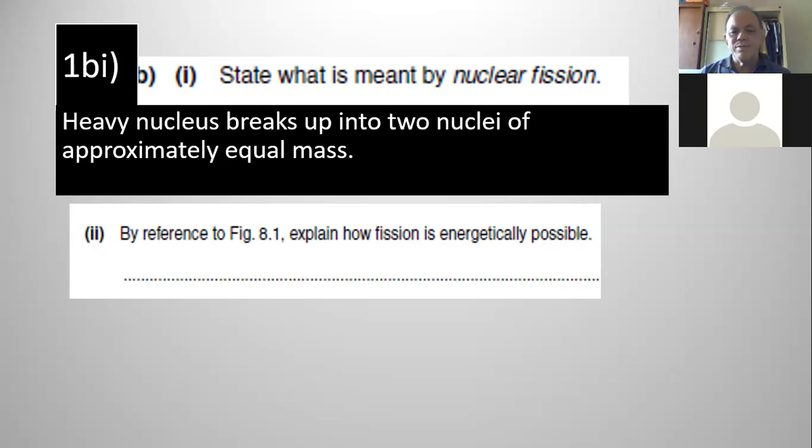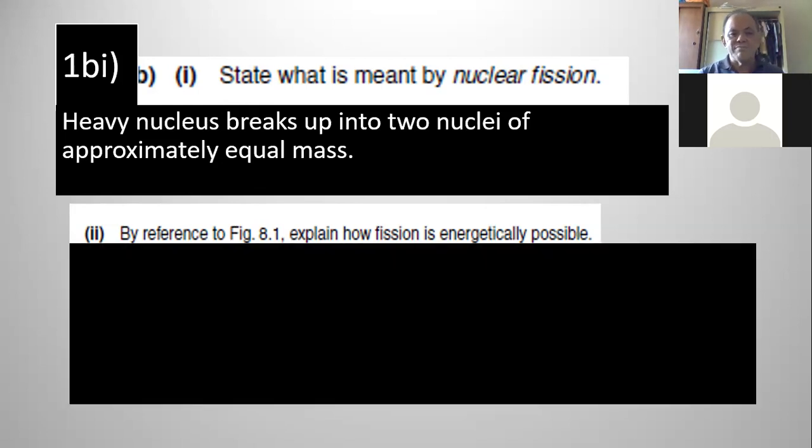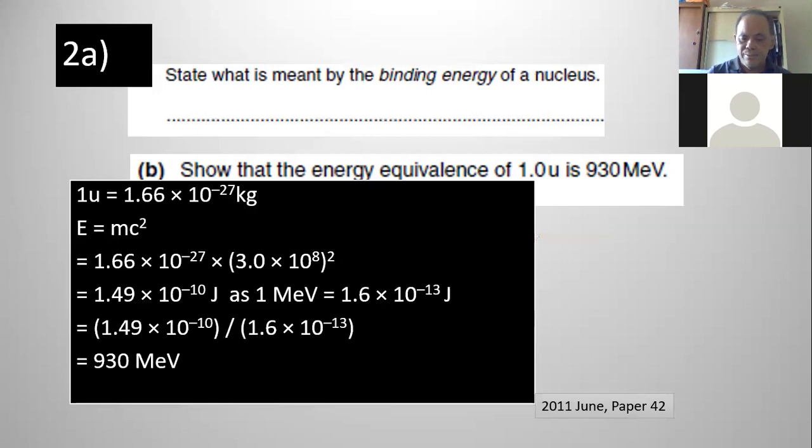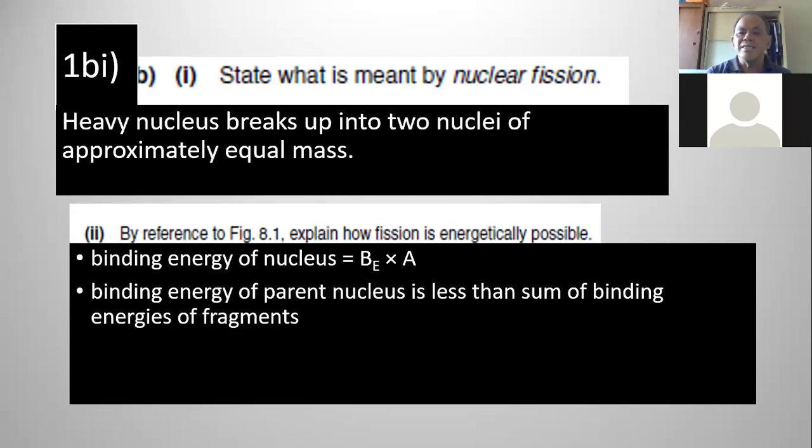By reference to figure 8.1, explain how fission is energetically possible. You explain in terms of binding energy. Increase the binding energy. Binding energy of a nucleus is Be times A. Remember, A is the mass number, the number of nucleons in the nucleus. So binding energy of the parent nucleus is less than binding energy of the fragments. That's why it's energetically possible, as long as the binding energy of the fragments is greater than the binding energy of the parent.